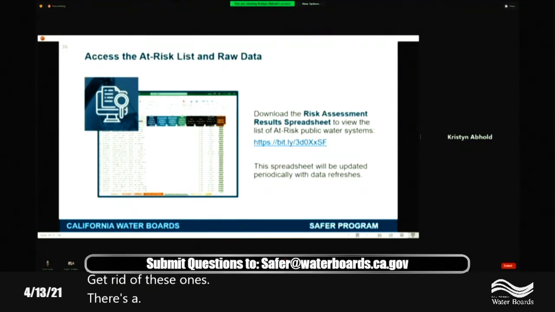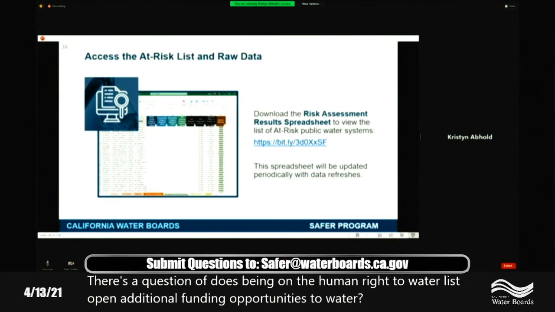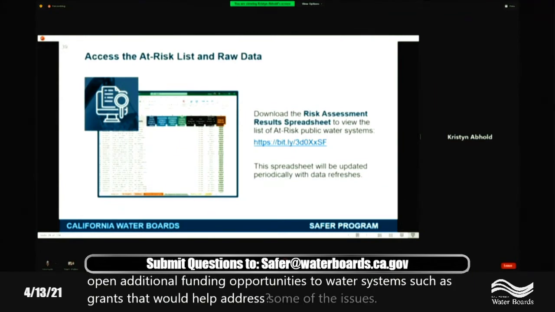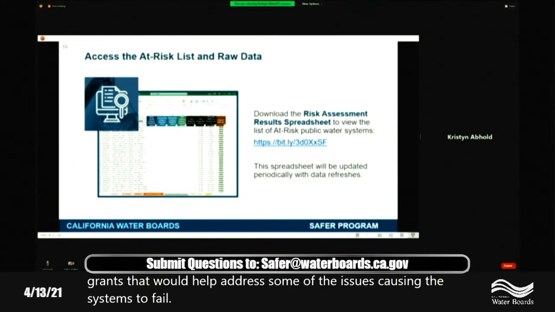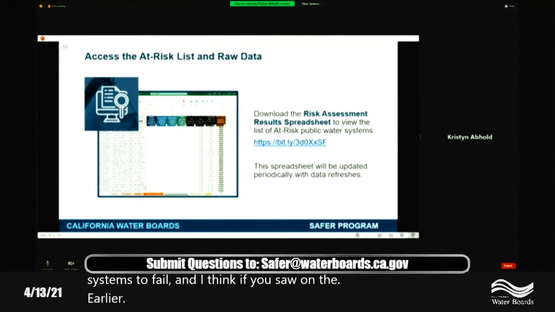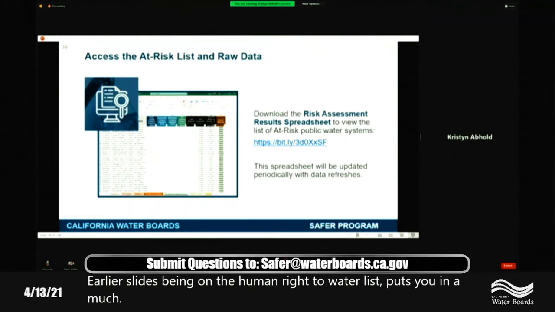There's a question of, does being on the human right to water list open additional funding opportunities to water systems, such as grants that would help address some of the issues causing the systems to fail? I think if you saw in the earlier slides, being on the human right to water list puts you at a much higher priority level for funding and technical assistance. It doesn't guarantee you funding, but it definitely puts you at a higher priority. So if you are interested in seeking financial or technical assistance, I encourage you to use those hyperlinks to submit an application, or email us at safer@waterboards.ca.gov, and we can put you in touch with the right people to learn more.